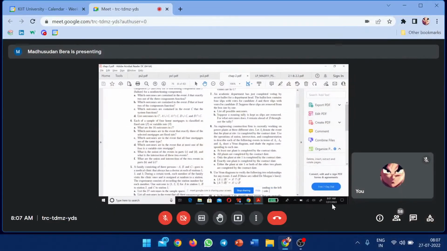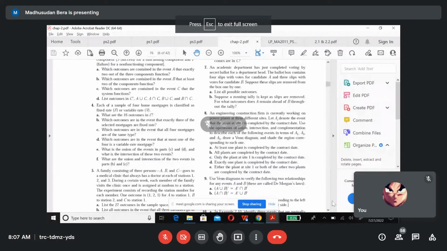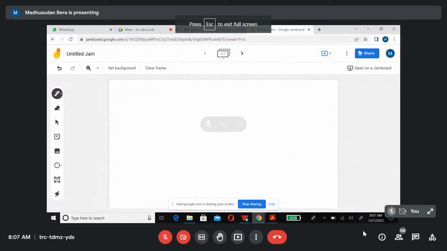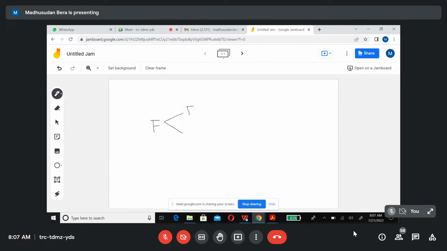Define outcomes in S: fixed rate, variable rate. So we will first draw a tree diagram. The first one will be either F, fixed rate, or V, variable rate. Suppose it is F.